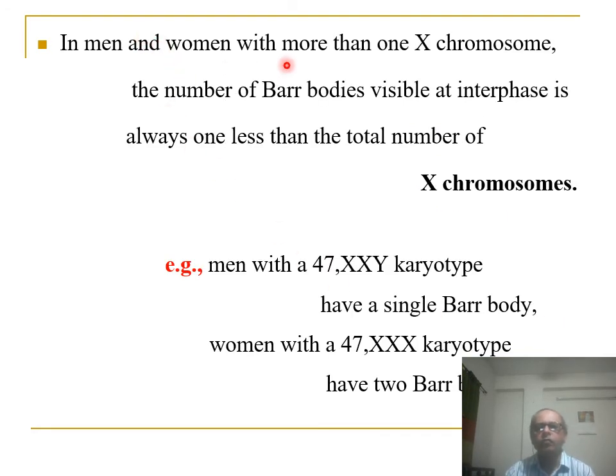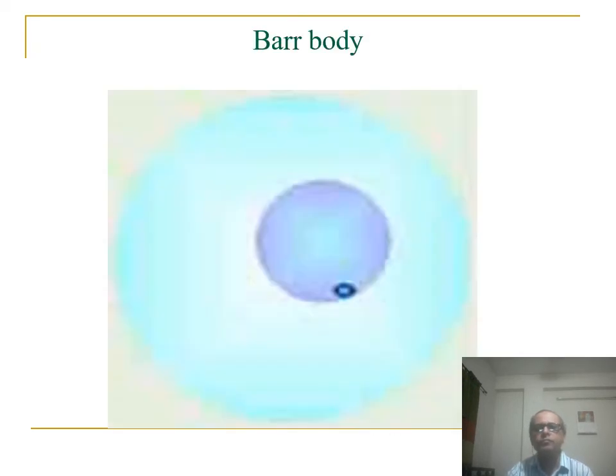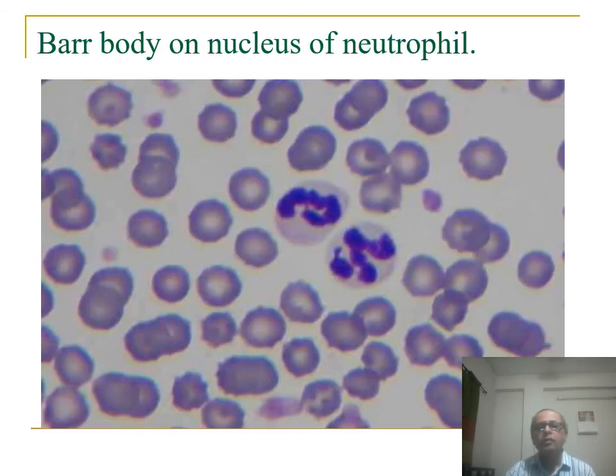In men and women with more than one X chromosome, the number of Barr bodies visible at interphase is always one less than the total number of X chromosomes. For example, a man with 47 XXY karyotype has a single Barr body. A woman with a 47 XXX karyotype has two Barr bodies. This is the figure of the Barr body. This is the Barr body in the neutrophil. You can see here there is a neutrophil, and there is a Barr body.